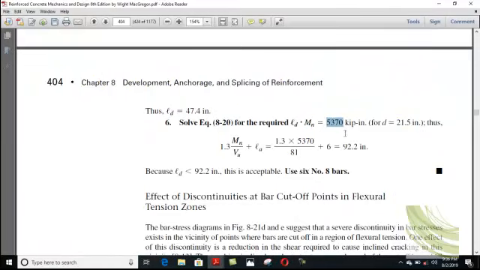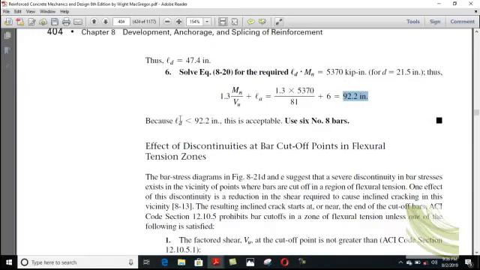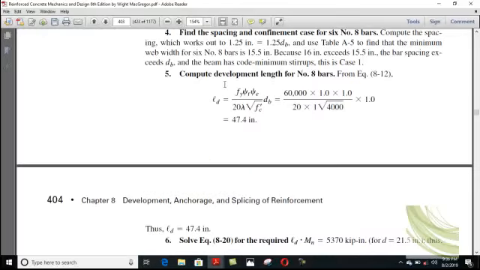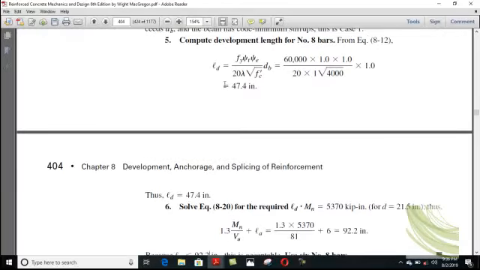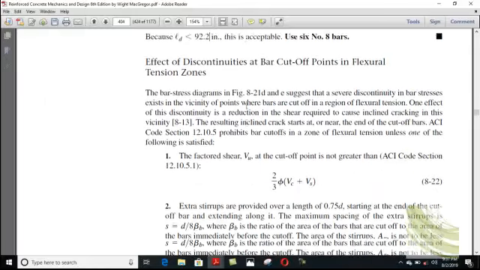Mn will be 5370 kip inch. Putting the values, you will get 92, and hence again your LD is less than 92. So that check criteria is fulfilled right now. So this is an example, just giving you a little bit of information on how we use that check of ACI.